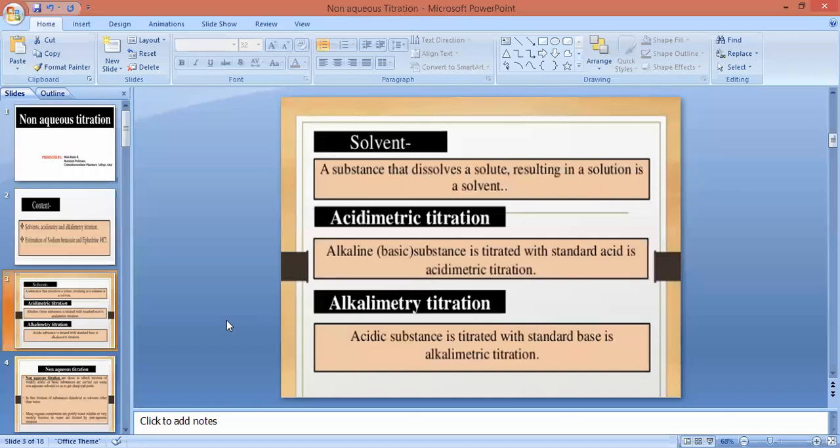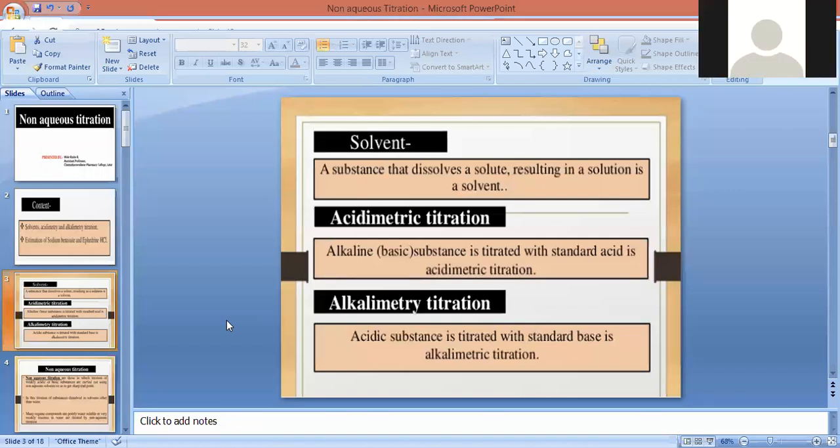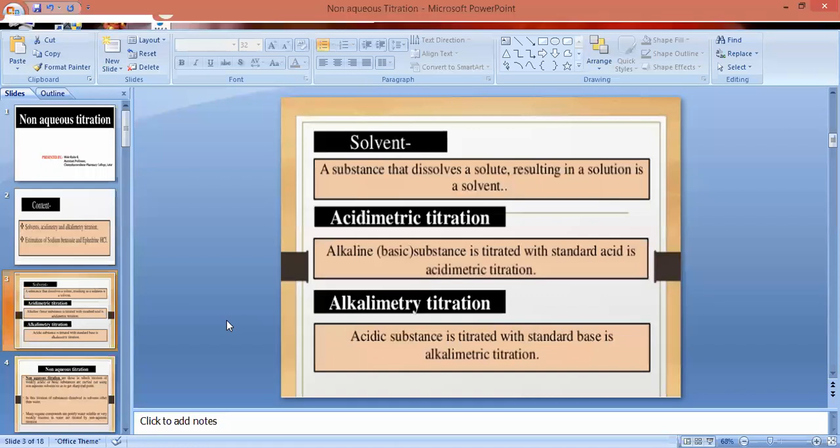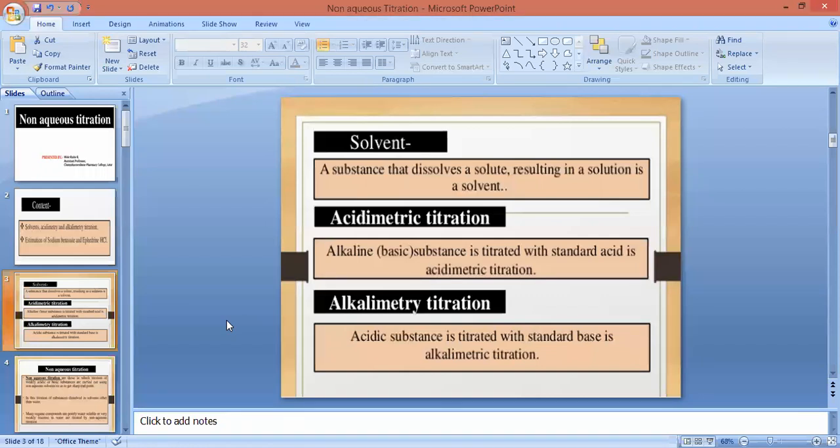What is a solvent? A substance that dissolves a solute, resulting in a solution, is known as a solvent. So solvent is that which will dissolve the solute. What does it do when it dissolves the solute? It will convert the analyte into ionic form, that is either cationic or anionic form. After converting the analyte into cationic and anionic form, and by adding the standard solution to the analyte, then only chemical reaction is possible, and the endpoint can be detected by a color change indicator.